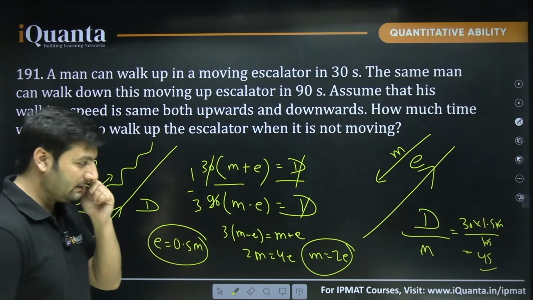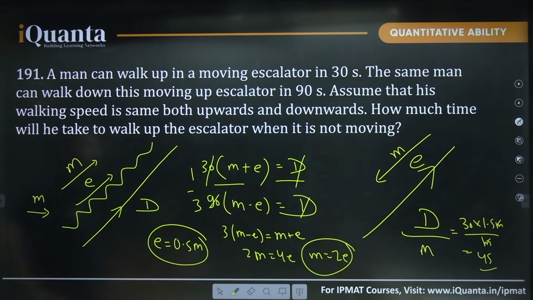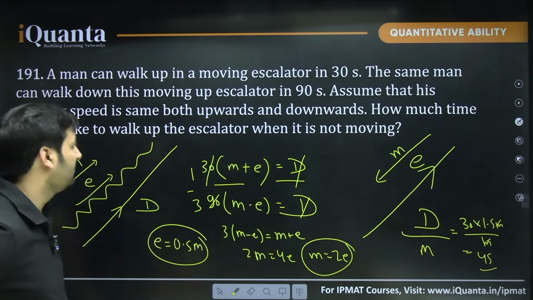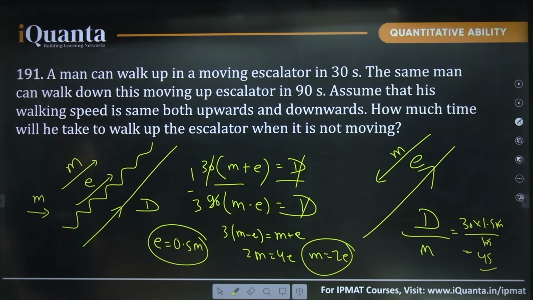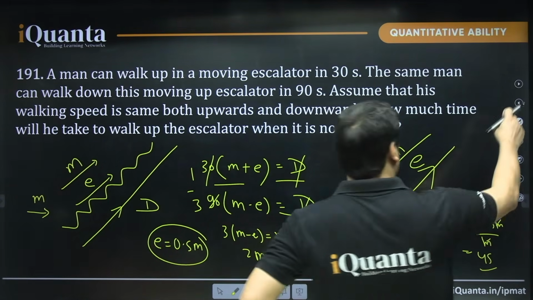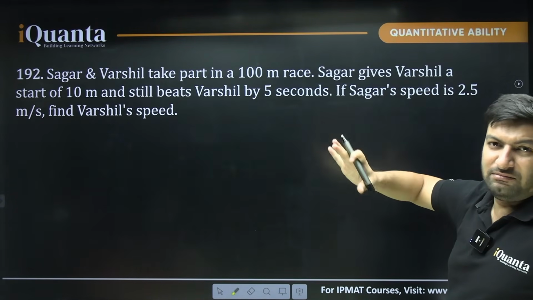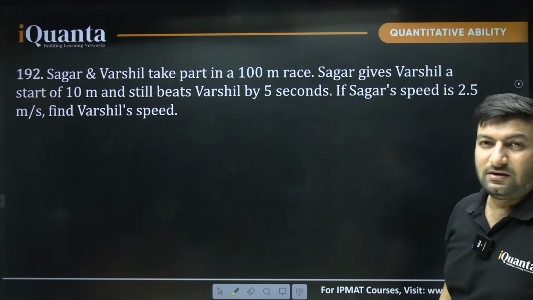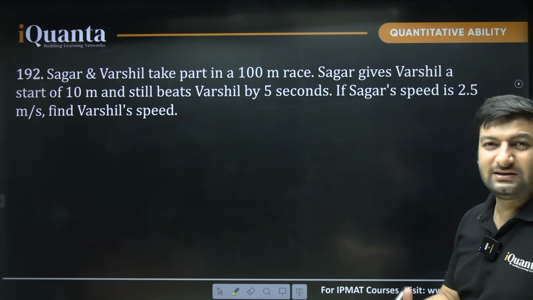This is the time taken by the man to go up the escalator when the escalator is not moving. So when the escalator is not moving, the man is going at his speed only. Okay, I hope this is clear. This is a very good question. Even though there is use of escalators here, it is like boat and stream only.